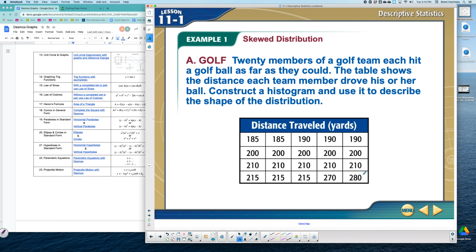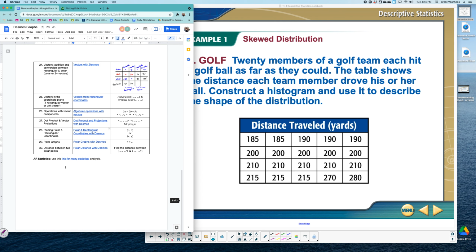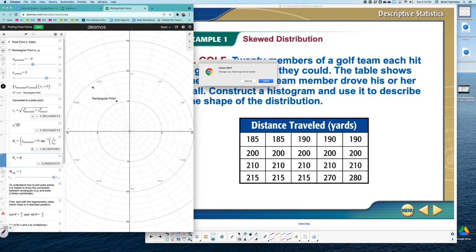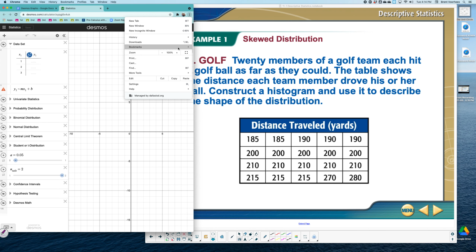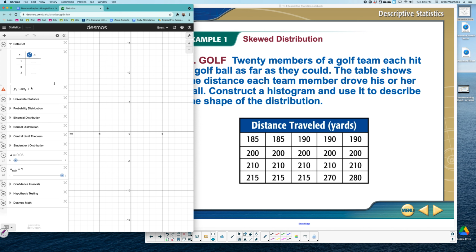So on example 1, it says a person's golfing. 20 members of a golf team hit a golf ball as far as they could, so each one of the 20 hit a golf ball. The table shows the distance each team member drove his or her ball. Construct a histogram and use it to describe the shape of the distribution. What I'm going to do is open up this AP Statistics calculator and make it a little larger so I can see better. We're going to type these 20 values into my data set.